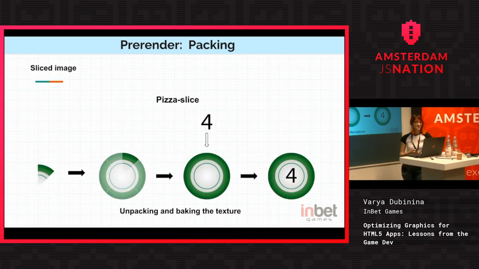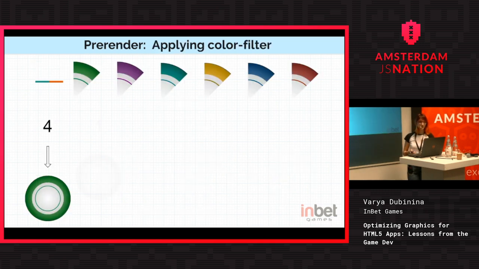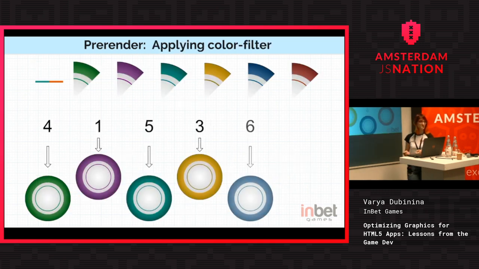Here's another compression method that we came up with for circular sets. We like to call it the pizza slice method. As you can see, we only keep the one slice of the pizza and it is then copied and rotated around the center to create the full texture. And as you remember, we can always apply the color filter to create a wide range of differently colored objects from the same texture.